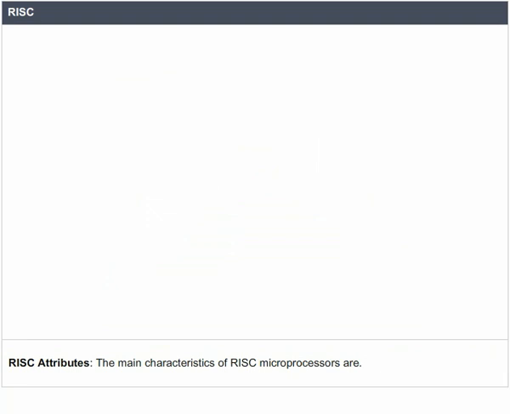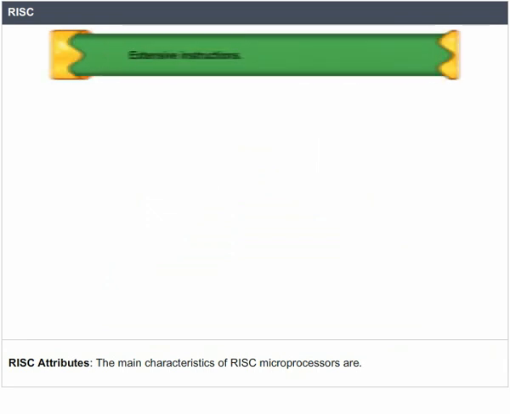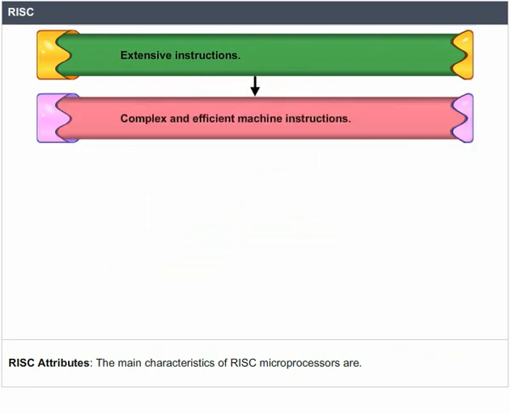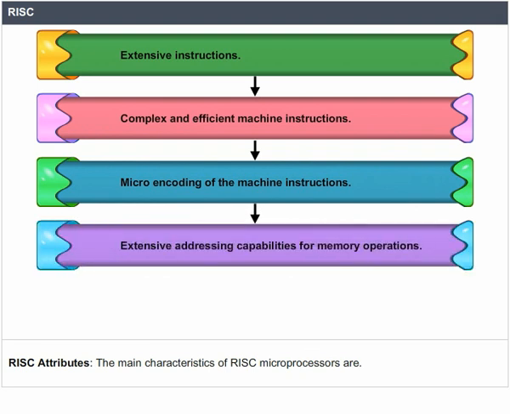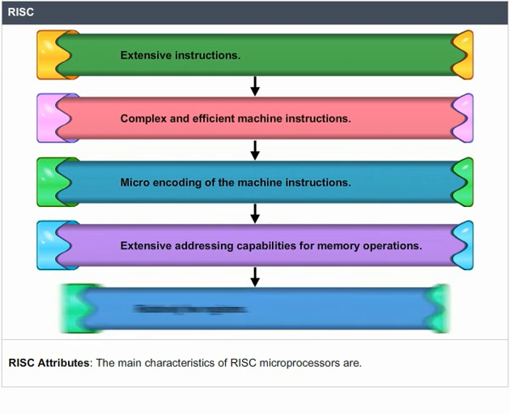RISC attributes. The main characteristics of RISC microprocessors are extensive instructions, complex and efficient machine instructions, micro-encoding of the machine instructions, extensive addressing capabilities for memory operations, relatively few registers.